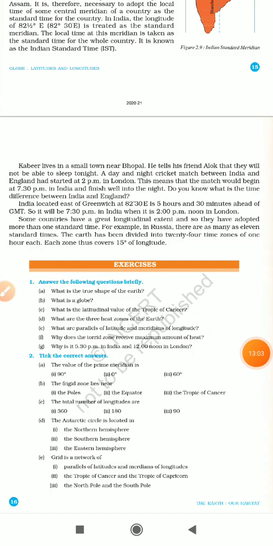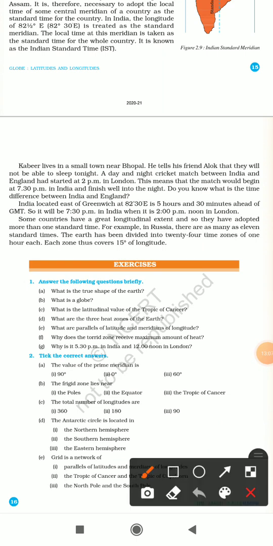Now there are some countries which are very large in size. For example, Russia. In Russia, there are as many as 11 standard times. The earth has been divided into how many time zones? A total of 24 time zones of 1 hour each. Each zone covers 15 degrees of longitude.